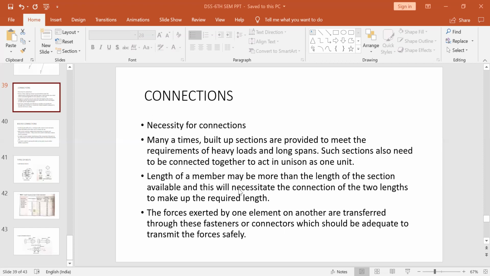So these fasteners or connectors should be strong enough to carry that load. The strength of the member and the strength of the connection should be equally good to carry the required force. Otherwise, if it is not sufficient, the structure will fail. So this point has to be kept in mind while designing the connections.